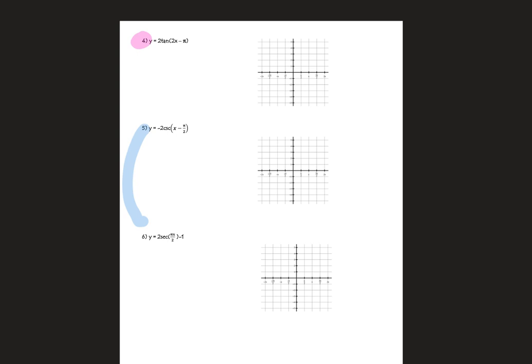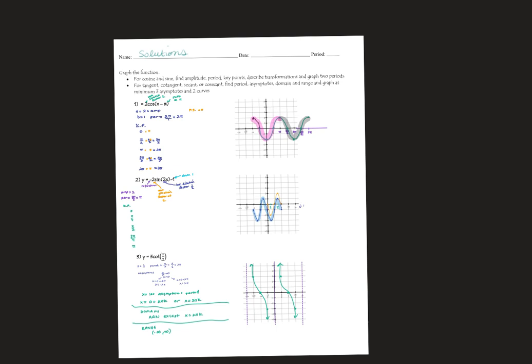For sine and cosine, it's going to ask for amplitude, period, the key points, describe the transformations, and graph the 2 periods. For tangent, cotangent, secant, and cosecant, it's going to ask for the period, the asymptotes, the domain and range, and then obviously the graph. I want at minimum 3 asymptotes and 2 curves. For some of them, you get a lot more than that, but at least that minimum is what you should see.